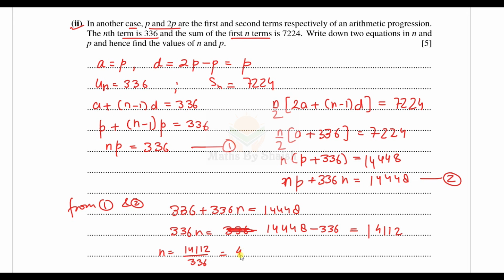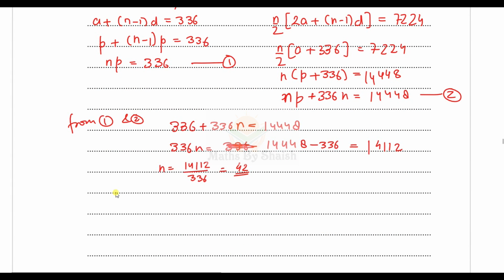So once we have the n value, we can get the value of P also. From 1, nP is 336, so P will be 336 over n, that is 336 over 42, and it is 8. Hence n is equal to 42 and P is equal to 8. So I hope you must have understood all the things. Thank you so much.